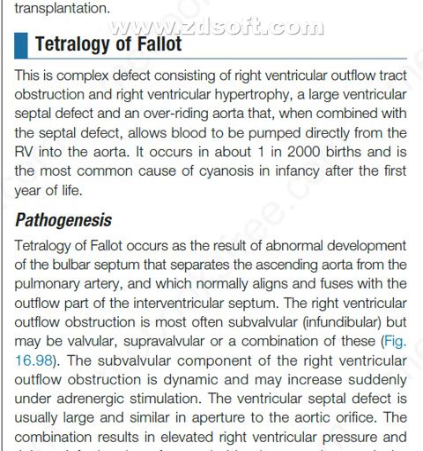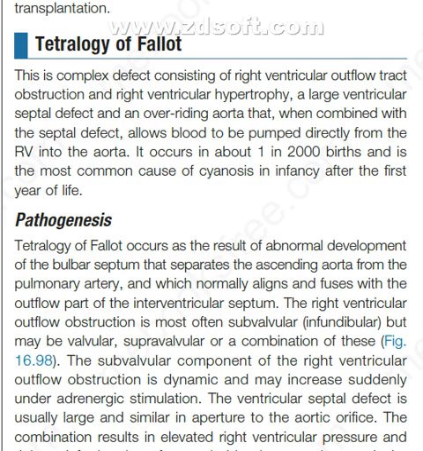This is a complex defect consisting of right ventricular outflow tract obstruction and right ventricular hypertrophy, a large ventricular septal defect, and an overriding aorta that, when combined with the septal defect, allows blood to be pumped directly from the right ventricle into the aorta. It occurs in about 1 in 2000 births and is the most common cause of cyanosis in infancy after the first year of life.